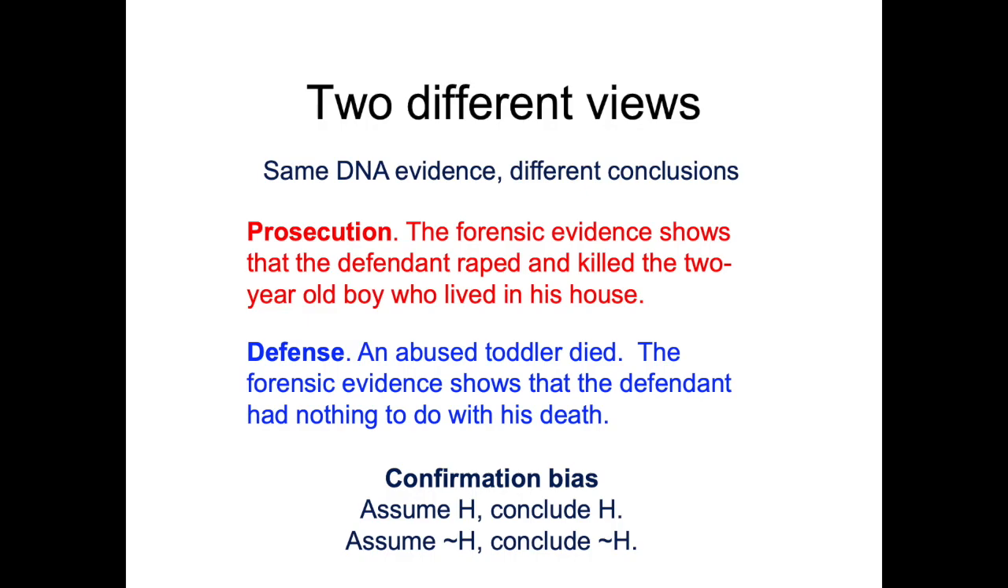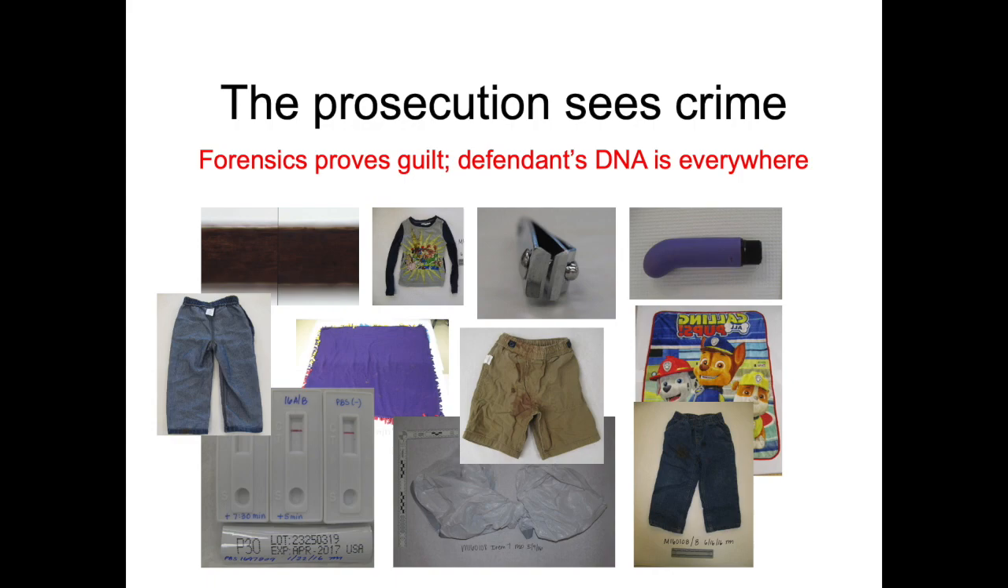Perhaps this is an example of confirmation bias. Assume a hypothesis, conclude the hypothesis. Assume the alternative, conclude the alternative. The prosecution looks at the evidence and they see crime. In their view, the forensics proves guilt. The defendant's DNA is everywhere. It's on the child's clothing. It's on a vibrator. It's on fingernail clippings. They see it on hair. They see a rectal swab. They see it on the boy's body. What they see is the defendant's DNA.